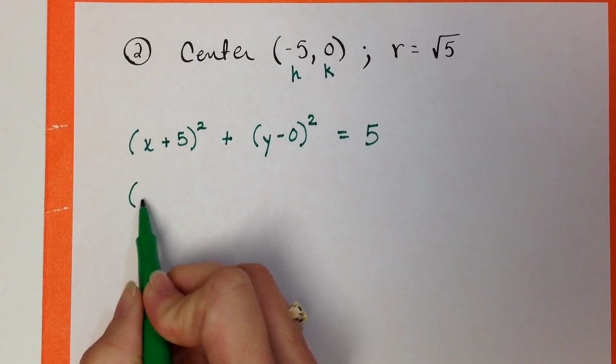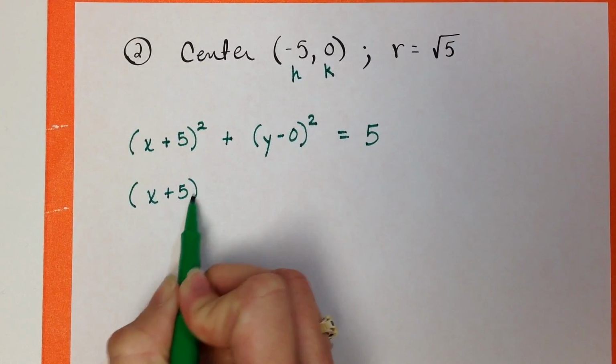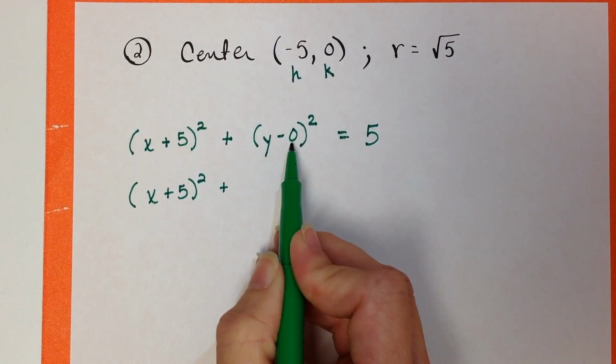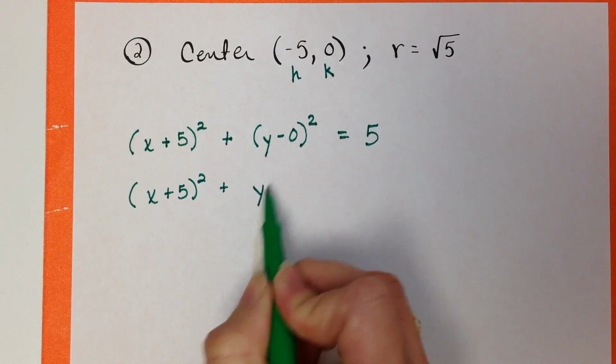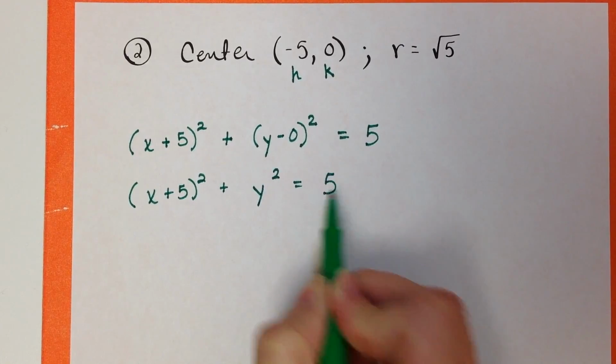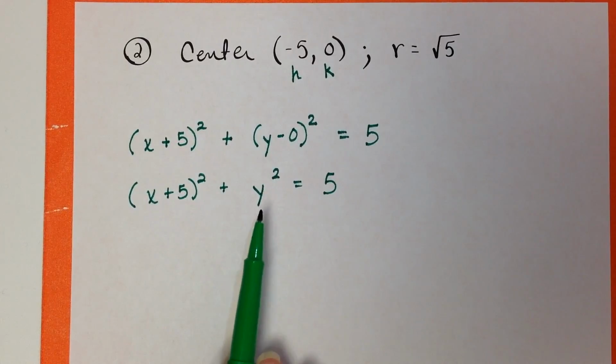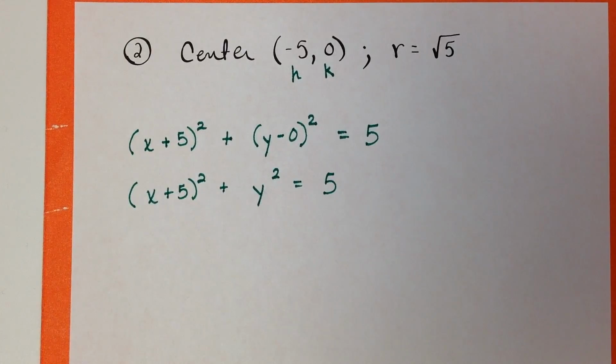Now, your answer would actually be written, we'll change this right here because y minus 0 is simply y. So you would just see that particular term written as y squared. So just remember, if you don't have a number that you physically see added or subtracted on the y or on the x, either one, it is an understood 0.